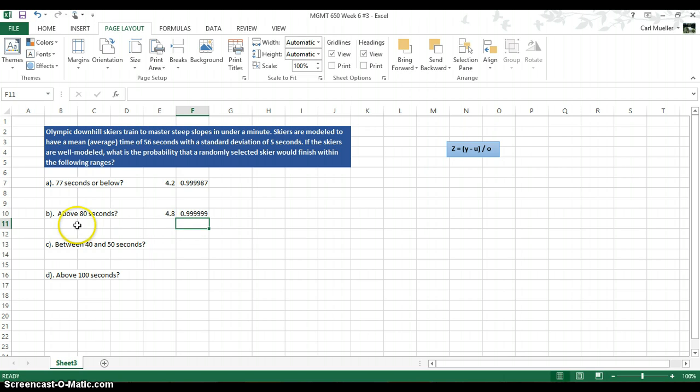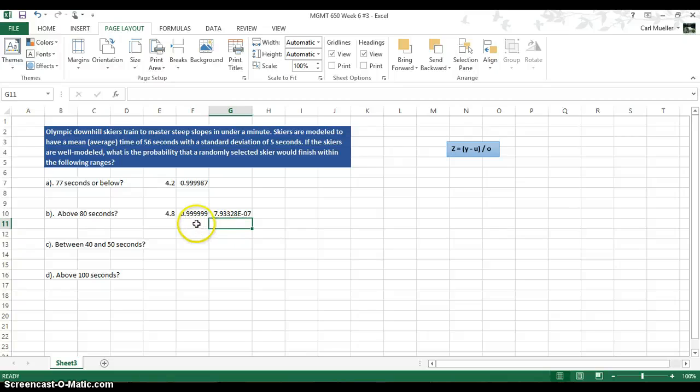Now, a key point is above 80. This value gets us below. Notice below is just what it is. Now, to get above, remember, this is the bell curve. We want to go 1 minus the value, because this gives us everything at the value or below. We want to get above 80, so we need this, and this will give us our probability on this side. So 7.988. So what does that mean? That is a 0.000001% chance that somebody is going to get higher than 80 seconds on their run.